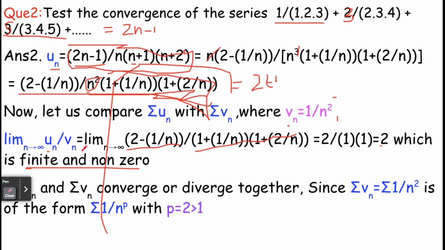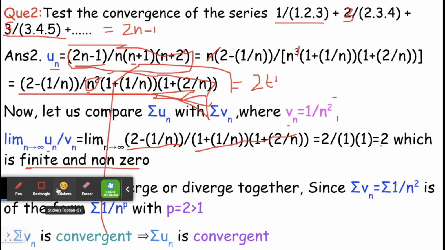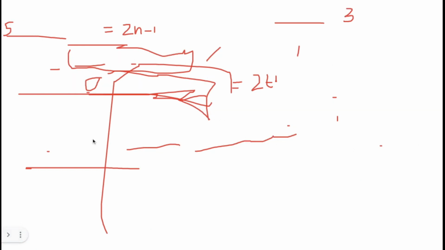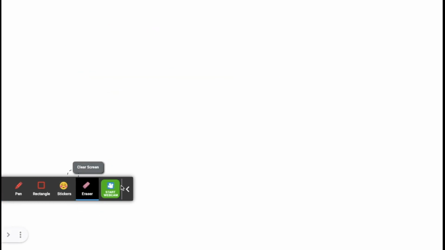So now let's move further and see. So it's a convergence. As we have discussed about the p series test, it says vn is convergent and un is also convergent. So that's how. Let's move further.